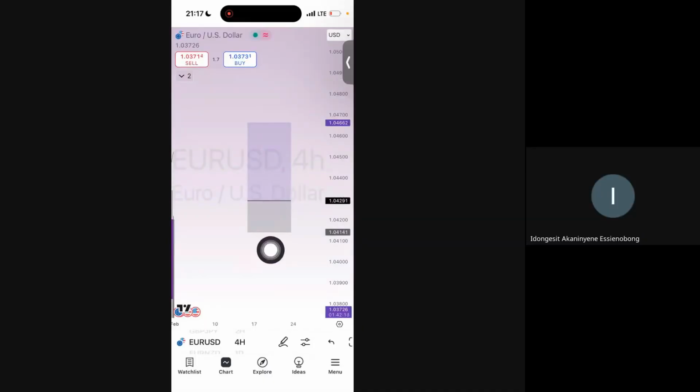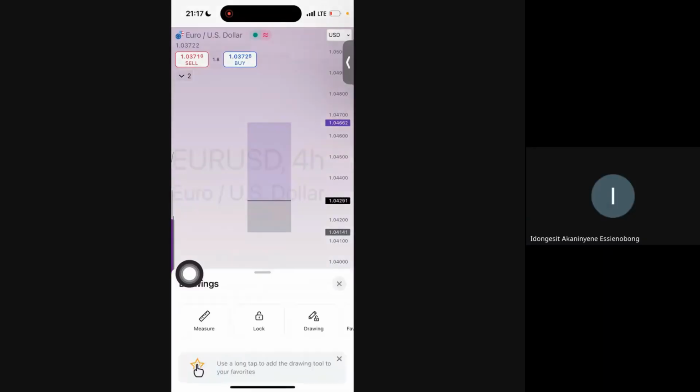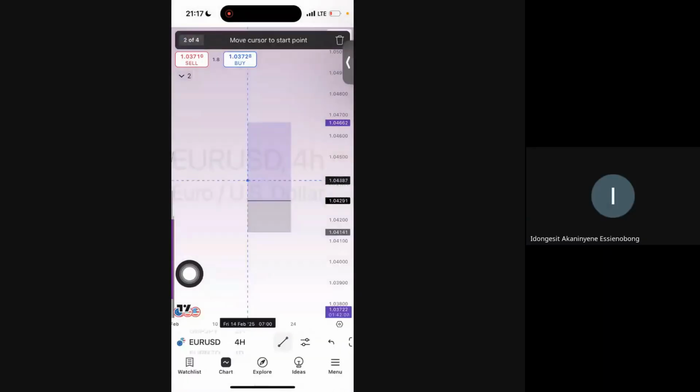That means, let me say our normal initial stop loss was supposed to be here. Let's say it was supposed to be here. And the spread comes to do its thing.